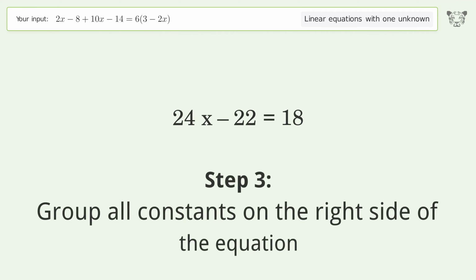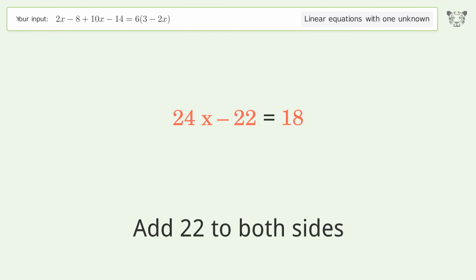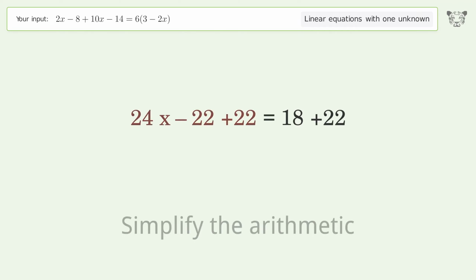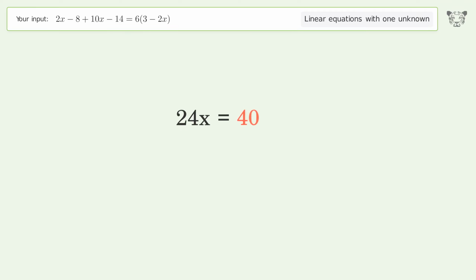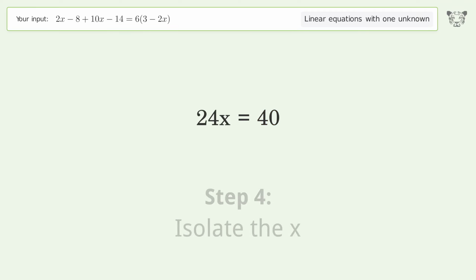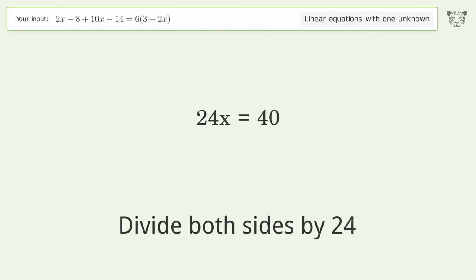Group all constants on the right side of the equation. Add 22 to both sides. Simplify the arithmetic. Isolate the x. Divide both sides by 24.